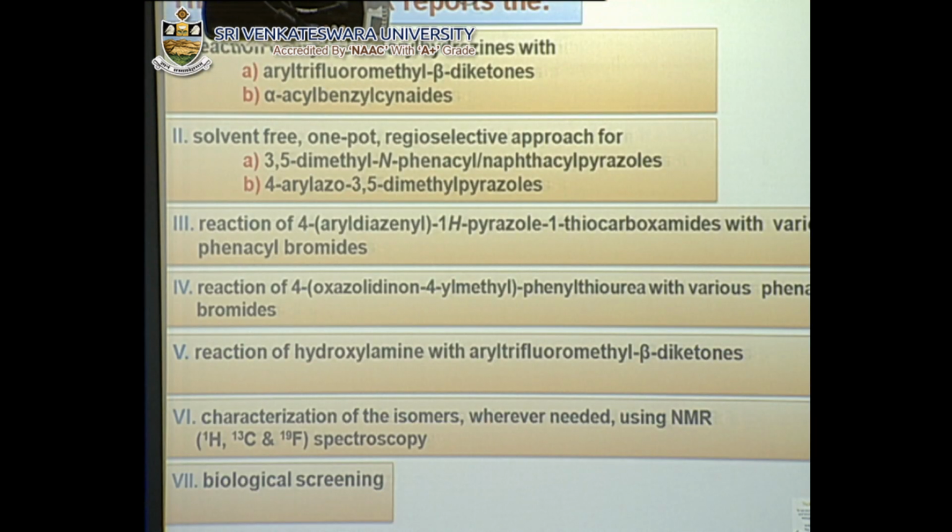So, in this regard, the present work reports the reaction of aryl or heteroaryl hydrazines with aryl trifluoromethyl beta diketones, alpha acyl benzyl cyanides. The second one involves a solvent-free, one-pot regioselective approach for 3,5-dimethyl and phenacyl pyrazoles or 4-substituted 1,3-dimethyl pyrazoles. Third, the reaction of some thiocarboxamides with phenacyl bromides, the reaction of some thioureas with phenacyl bromides, and the reaction of hydroxylamine with aryl trifluoromethyl beta diketones. Characterization of isomers wherever needed, using NMR spectroscopy, particularly proton, carbon-13, and fluorine NMR spectroscopy, and the biological screening.